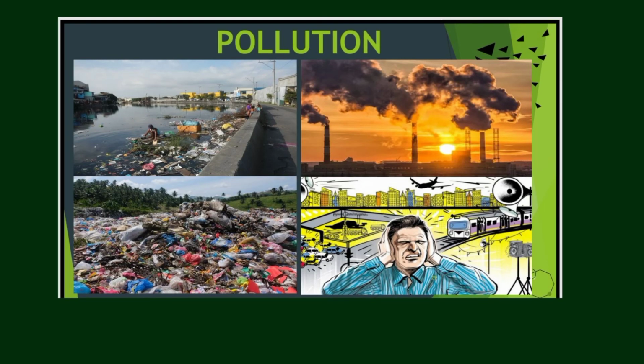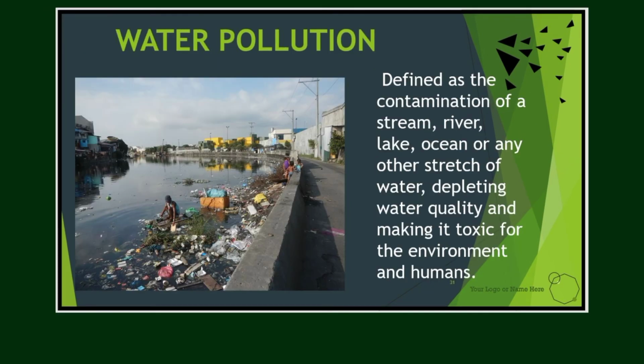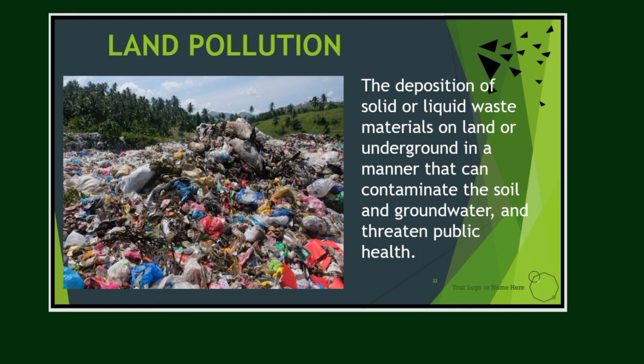Next, we have pollution. There are 4 types of pollution. Number 1 is air pollution. It refers to the release of pollutants into the air that are detrimental to human health and the planet as a whole. Number 2 is water pollution. It is defined as the contamination of a stream, river, lake, ocean, or any other stretch of water, depleting water quality and making it toxic for the environment and humans.